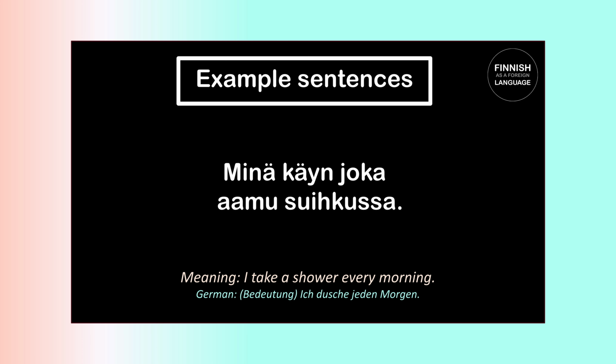Next one. Minä käyn joka aamu suihkussa means I take every morning a shower. Minä käyn can be translated as I go. Joka aamu means every morning, suihkussa. Here we need the inessive case because of our verb käydä. The rule is käydä plus inessive. Minä käyn joka aamu suihkussa. I take every morning a shower.